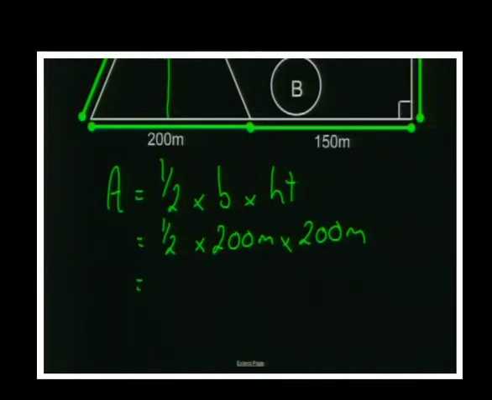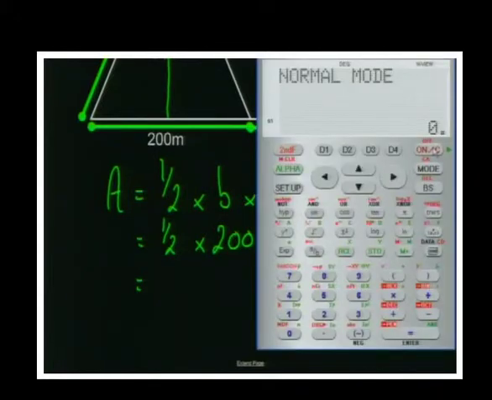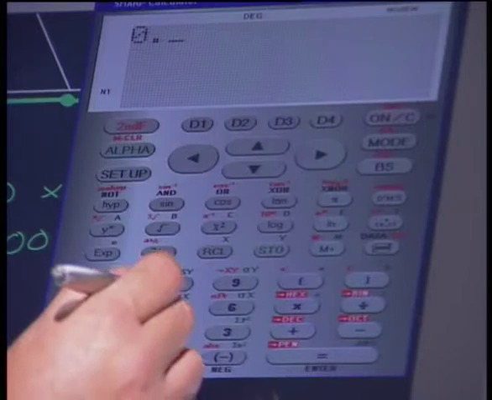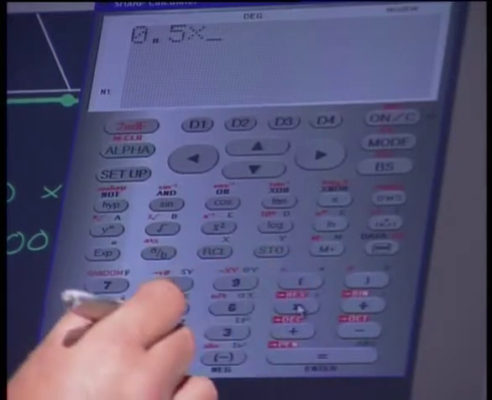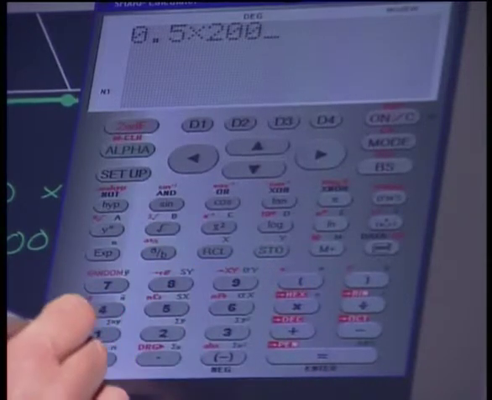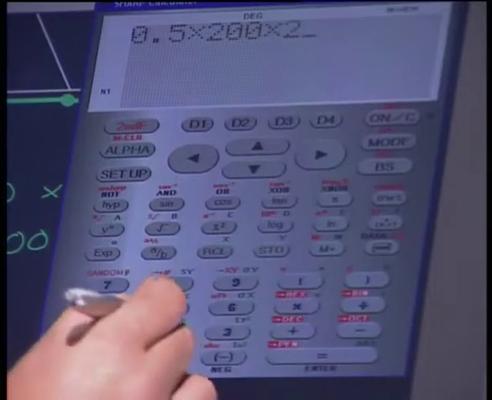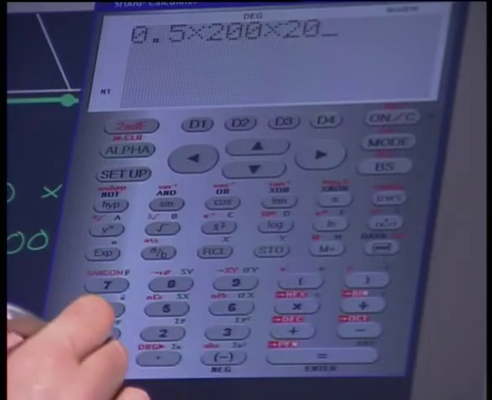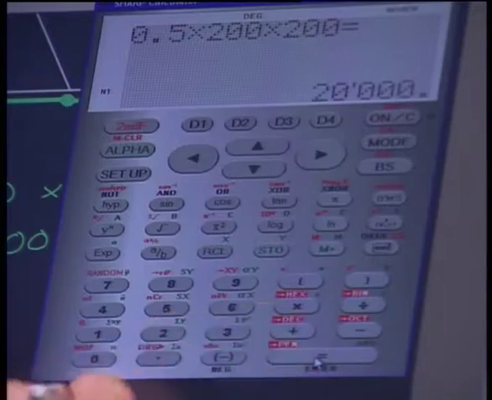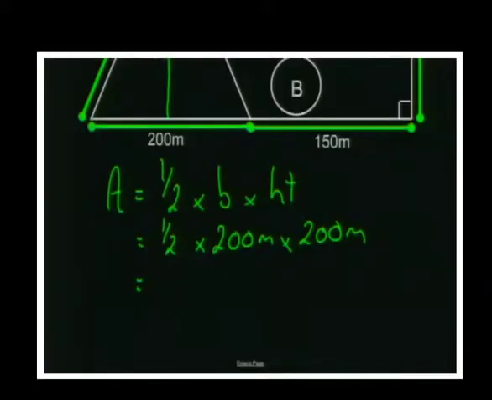Base 200, height is 200. Going off now to our calculator, we're going to say, right, I have a half, or 0.5, multiplied by 200, multiplied again by 200, equals, and its answer 20,000. So I have an answer of 20,000.